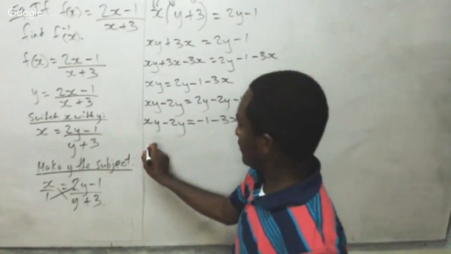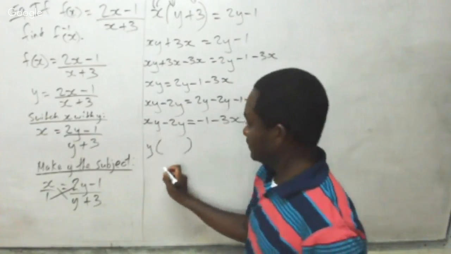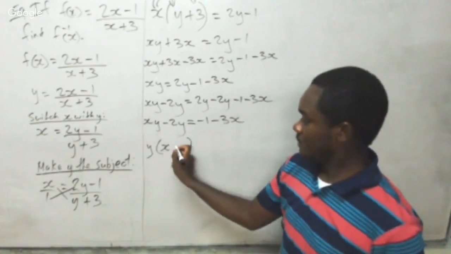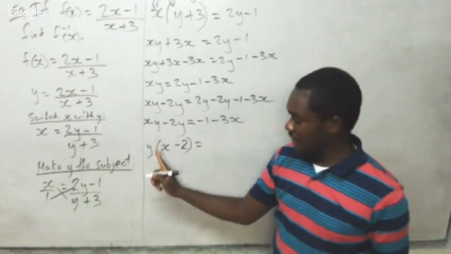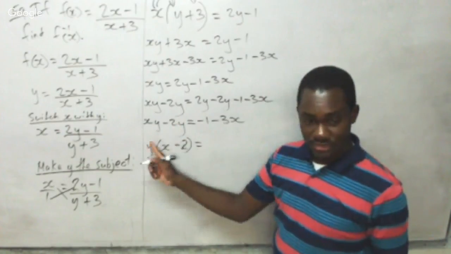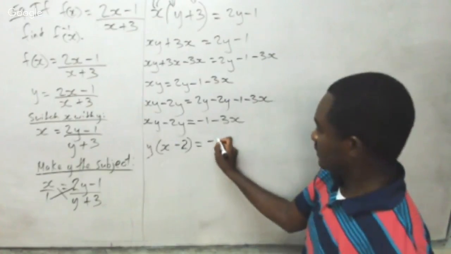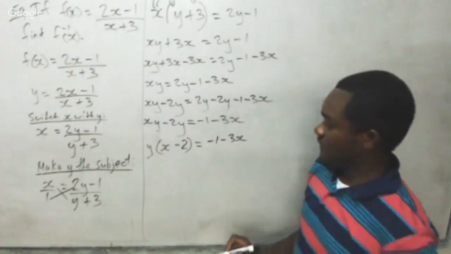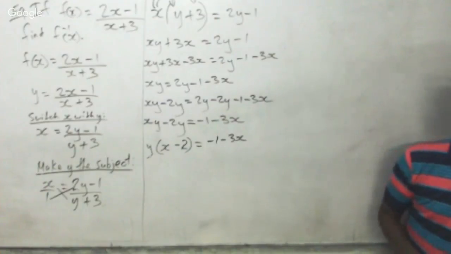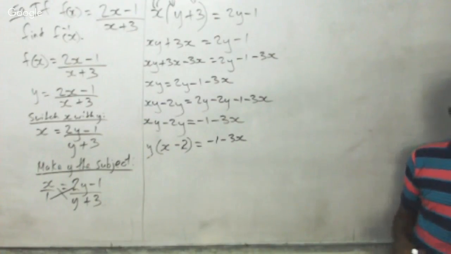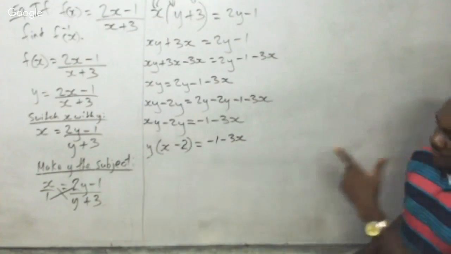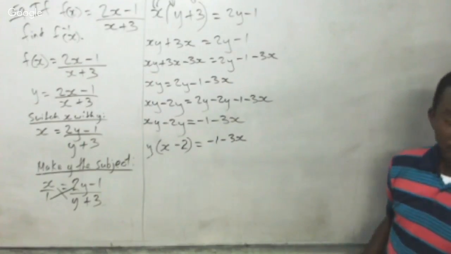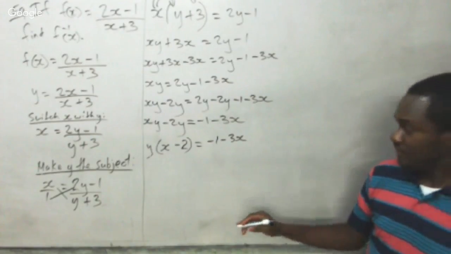When we factor out y, in the brackets we're going to have x minus 2. y times x is xy, y times minus 2 is minus 2y. You can double check. It's still equal to negative 1 minus 2x. How many y's do we have now? One. What is connected to it? The bracket. What operation is happening between it and the bracket? To get rid of the bracket, we're going to rewrite and divide it.